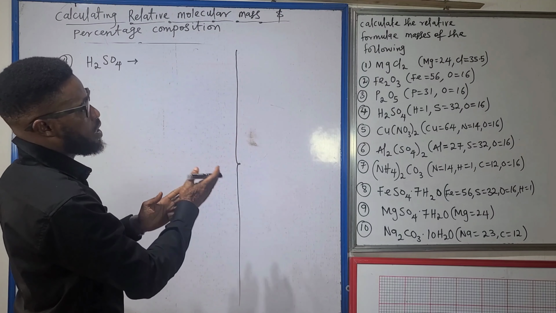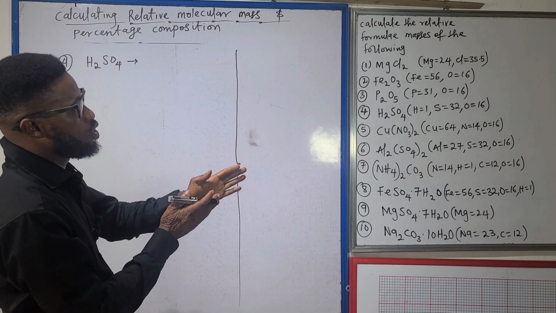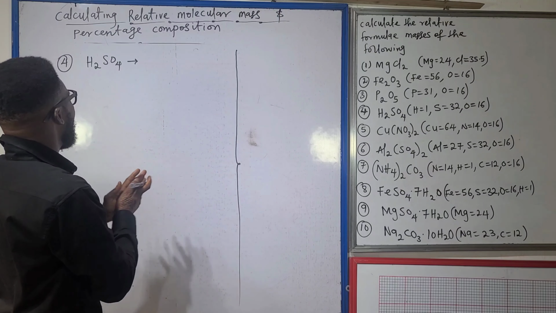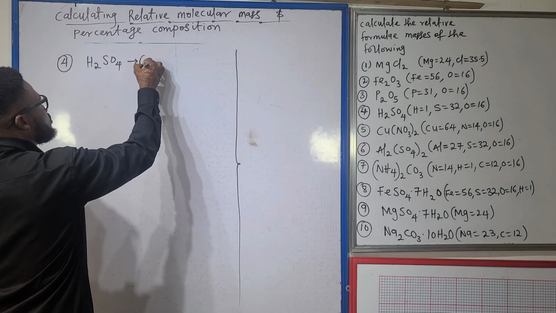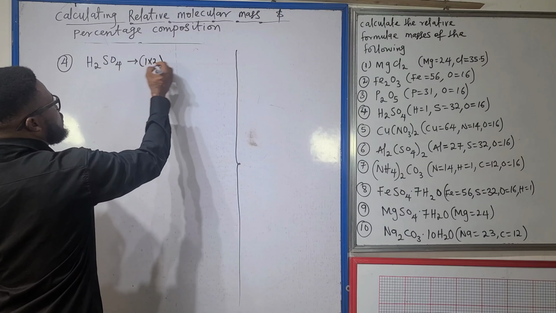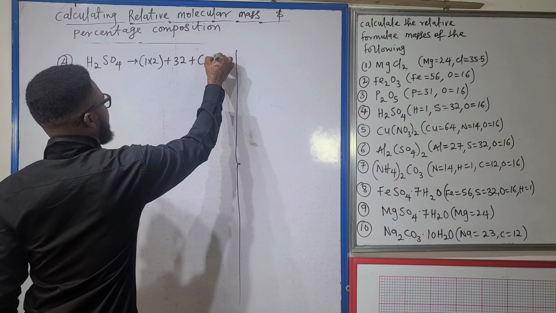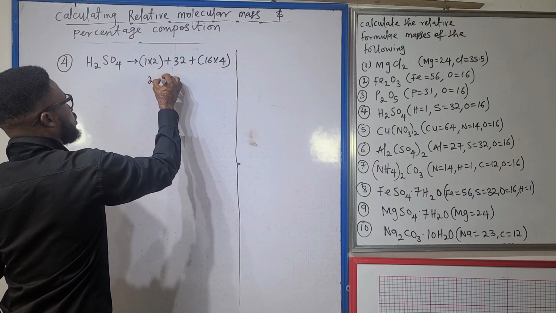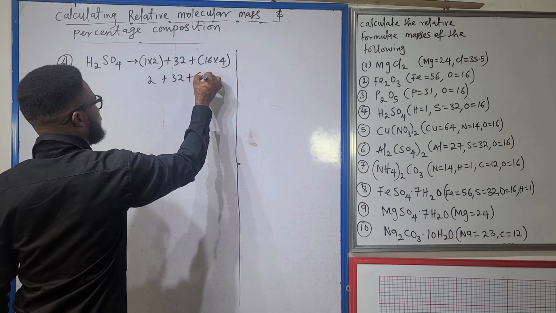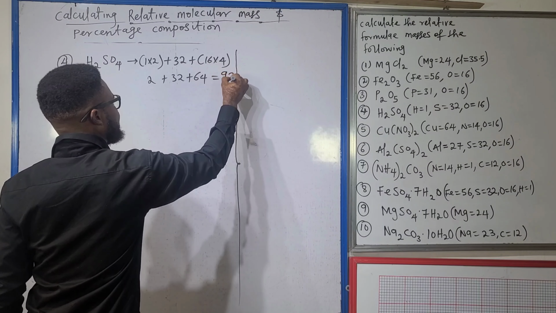The fourth question talks about sulfuric acid, tetraoxosulfate 6 acid. Hydrogen is 1, so that is 1 times 2. Sulfur is 32, and then oxygen is 16 times 4. This is 2 plus 32 plus 64, and this will give me 98.